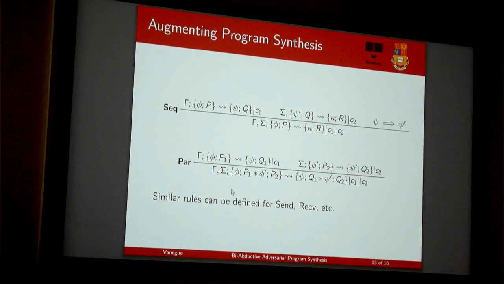So let's say that you have this synthesis problem, and you want to infer the parallel composition of the program C1 parallel C2. Well, you can quite trivially say, I have these two subproblems, where I just have to synthesize C1 that goes from P1 to Q1 and C2 that goes from P2 to Q2. And similarly, you can have a sequential rule that does a similar job.